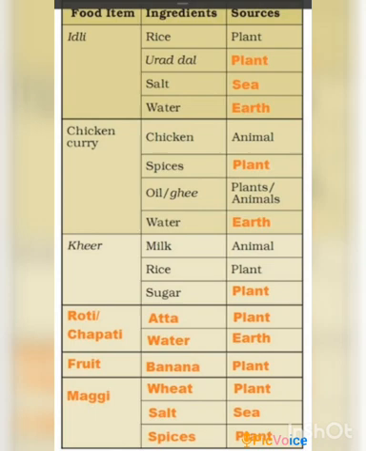The ingredients of food we eat come from a variety of sources. The common sources are plants and animals. The table above summarizes the food ingredients and their origins. You prepare a chart like this and write 5 food items and their ingredients and sources.